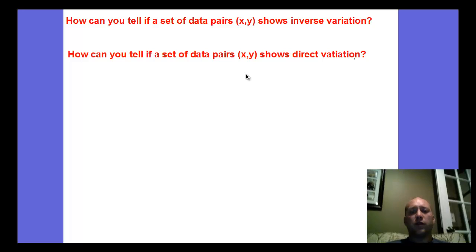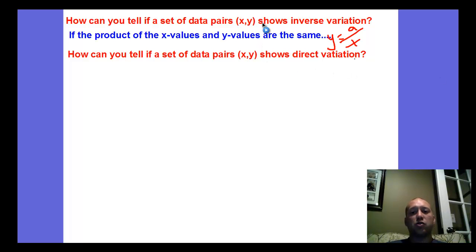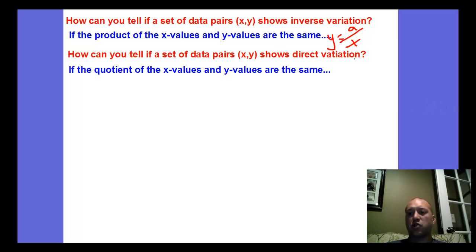So how can you tell if your set of data is inverse or direct variation? Well, if you look at the equation for inverse variation, we have y equals a over x. So if we multiplied x to both sides, you'd find our a value, which is a constant. So if you multiply your x times your y's, you should get the same value. And then similarly, we have our direct variation, where we had y equals a times x. So I divide both sides by x, you'd find the same a values. If you divide x and y values, you find the same value.